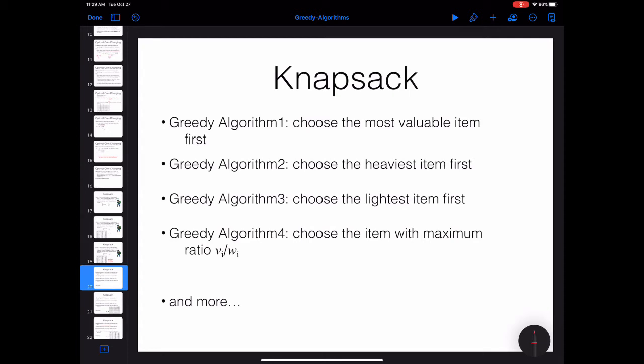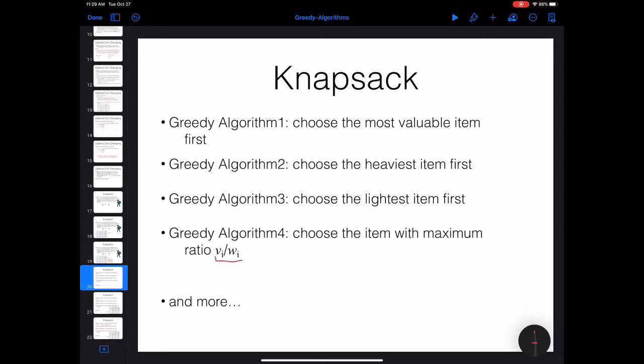There is an intuition for this one as well, because if you use the lightest item, you are leaving more space for choosing the rest of the items. This is kind of intuitive, but you can see that it doesn't consider the value of those objects. Maybe an object is very light, but its value is also very low. So we will see a counterexample for all of them. And the last strategy is to always choose the item with the maximum ratio of value per weight.